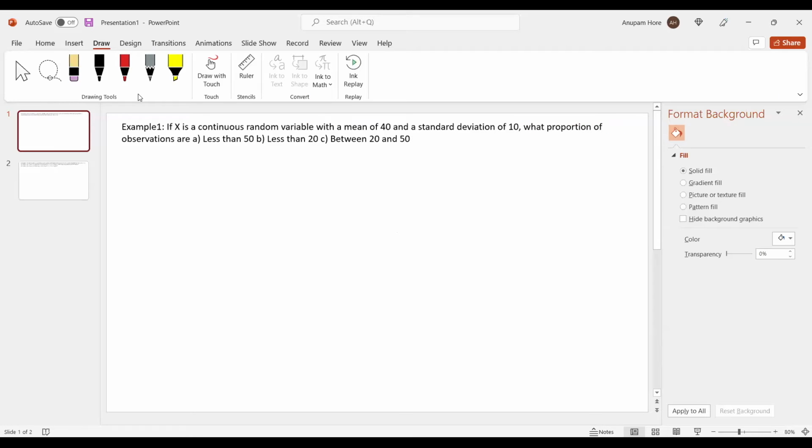We'll do some tasks. After every theory, if there is an example, then it will be easier for you to understand. Let's solve this particular task. Let me move to presentation mode. So here you see the question. X is a continuous random variable. You now know what exactly a continuous random variable is. It has been given a mean of 40 and a standard deviation of 10. What proportion of the observations are less than 50?